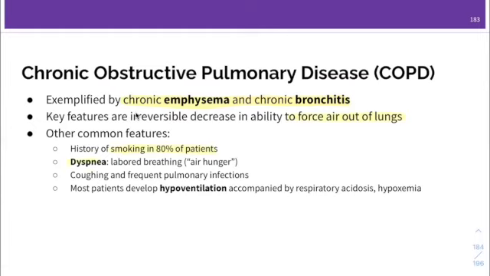They have dyspnea. It's known as air hunger. They feel like they can't get enough air in whatever they're doing. They usually have a lot of infections in their lungs. They can develop hypoventilation, have respiratory acidosis and hypoxemia because of this hypoventilation.